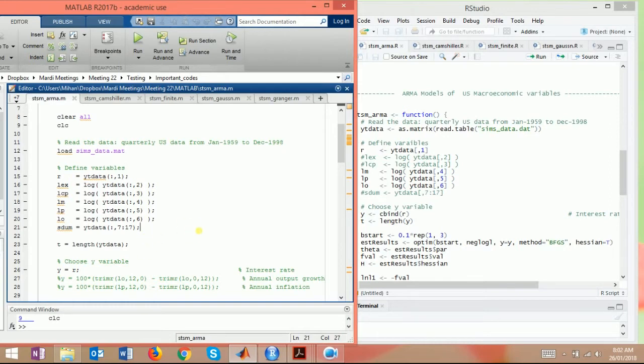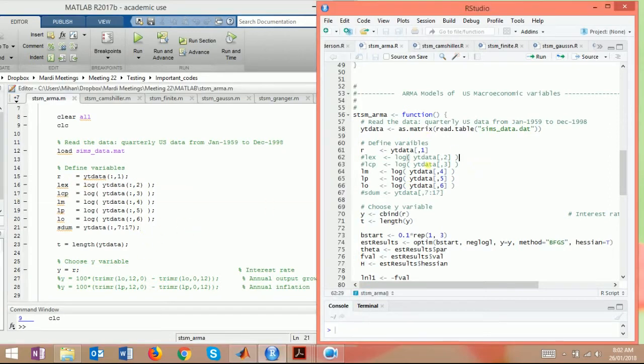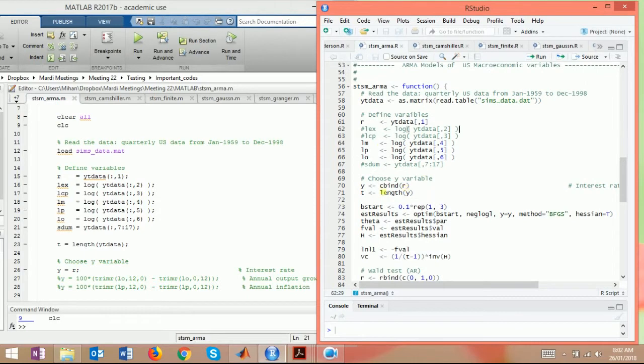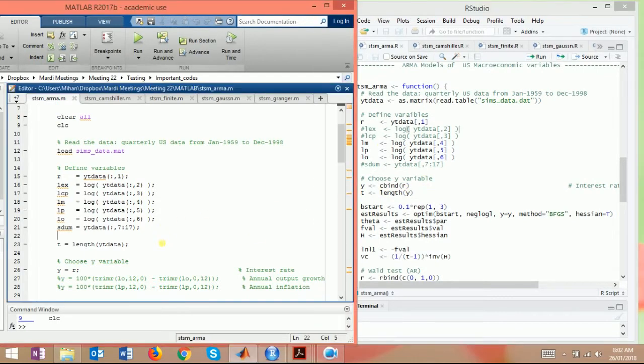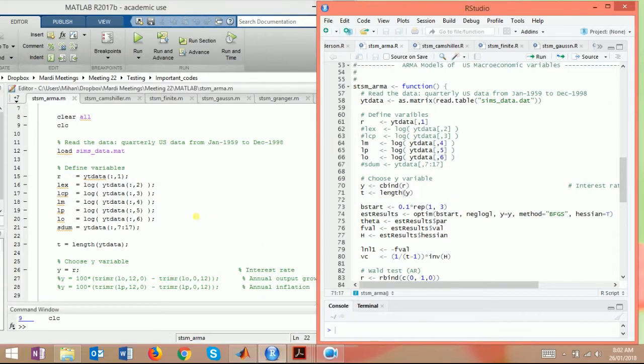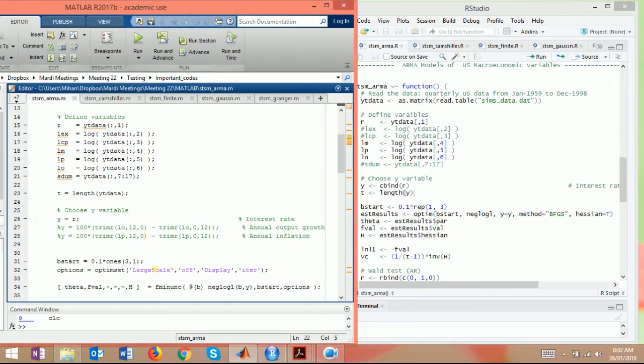These are our data coming from the different variables. Obviously in R we need to read the table as matrix, and we need to choose the variable. For our first problem, we just need interest rate. So column bind R, length of T, B start, initialization is 0.1, once 3 rows, 1 column.